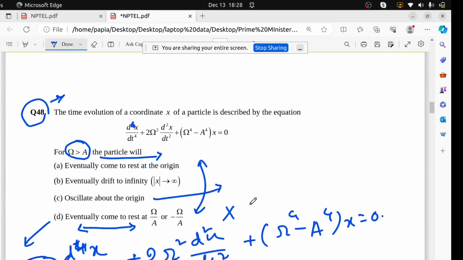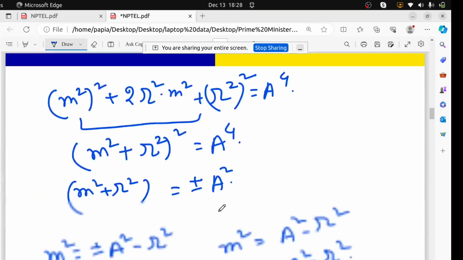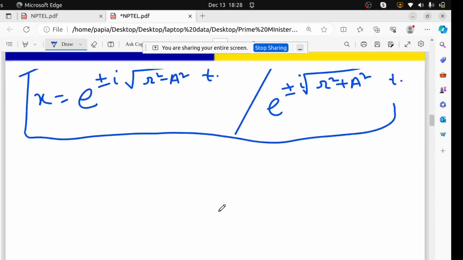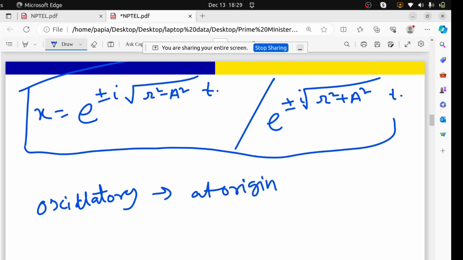Now we have to come to B and A, eventually come to rest at the origin. It will also not come to rest at the origin. Eventually it drifts to infinity, x equals infinity. That will also not be correct. So we can tell that it will be oscillatory behavior at the origin. So the C option will be the correct one.